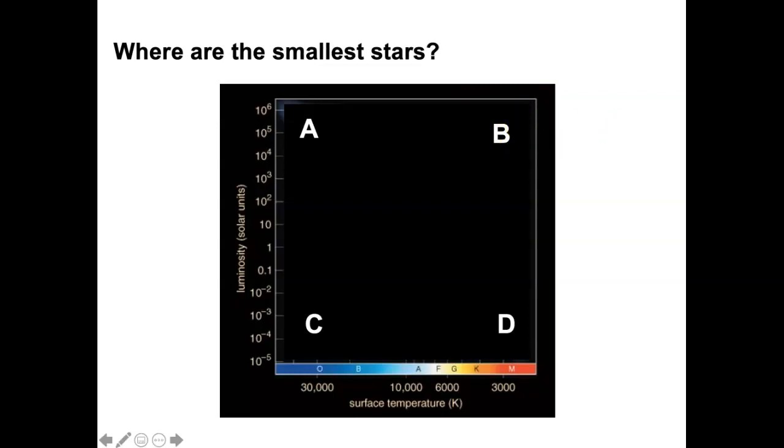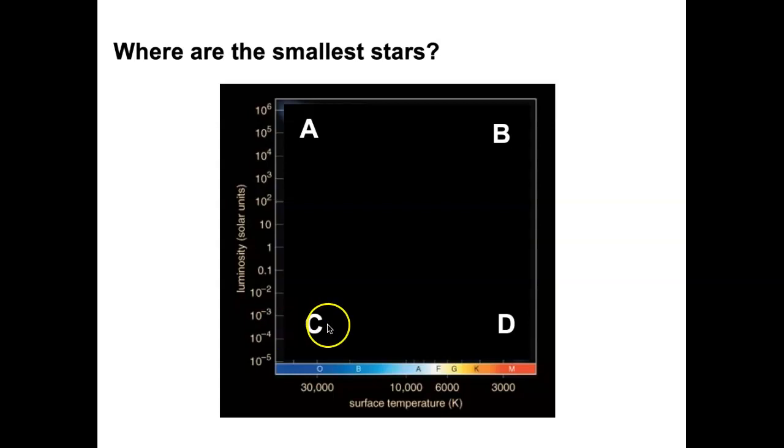What about this? Where would you find the smallest stars on the HR diagram? It's C, right? Stars at C have the opposite problem. These stars are really faint even though they're hot. How can a star this hot and this blue be so faint? It's because they must be really, really small.